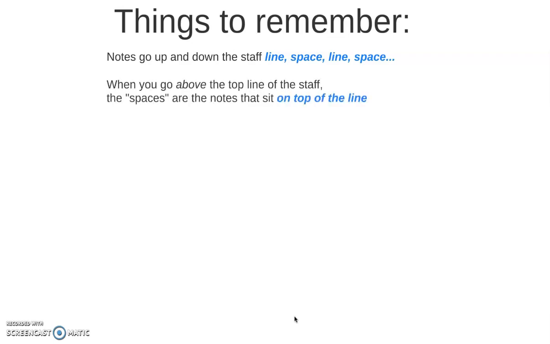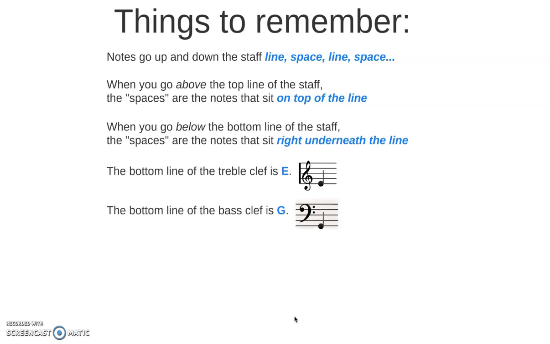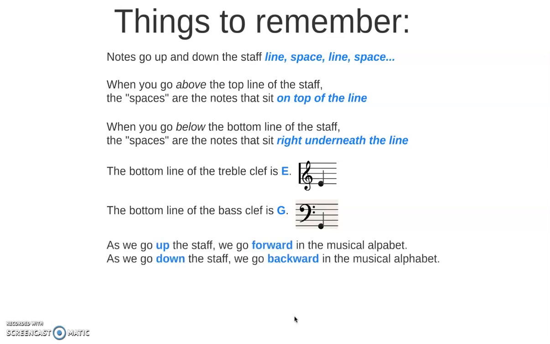When you go above the top line of the staff, the spaces, quote unquote, are the notes that sit on top of a line. When you go below the staff, the spaces, quote unquote, are the notes that sit right underneath the line. That note is an E, treble clef. That note is a G, bass clef. As we go up the staff, we go forwards in the alphabet. As we go down the staff, we go backwards in the alphabet.